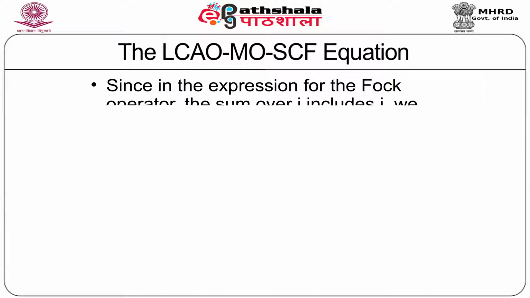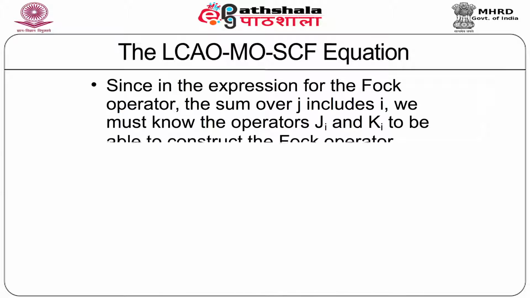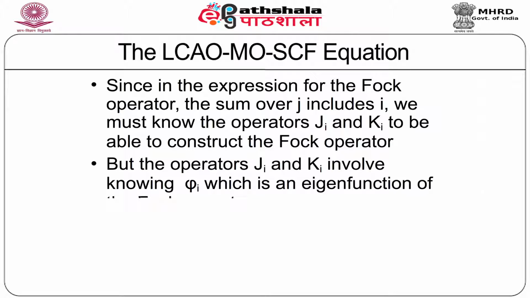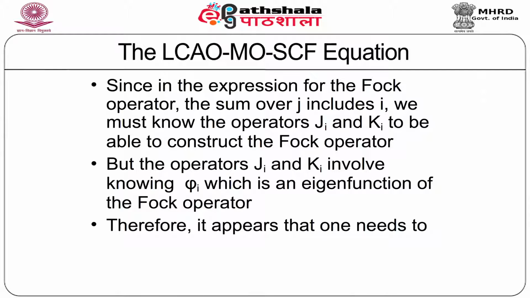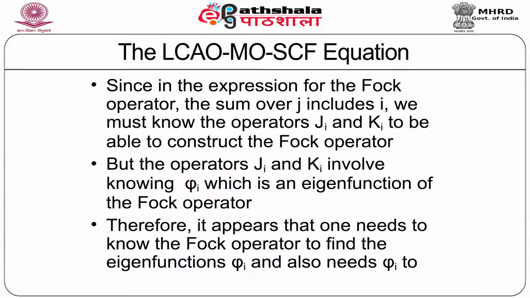Since in the expression for the Fock operator the sum over j includes i, we must know the operators J_i and K_i to be able to construct the Fock operator. But the operators J_i and K_i involve knowing phi_i, which is an eigenfunction of the Fock operator. Therefore, it appears that one needs to know the Fock operator to find the eigenfunctions phi_i and also needs phi_i to write the Fock operator.